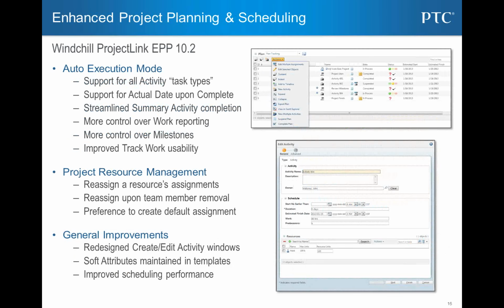There have been a number of enhancements to the project planning in Project Link and also now available in PDM Link. So we now support in the enterprise project planning and the auto execution mode so that you can create a project with a predefined plan, let's say based on a template, and then execute that automatically so that as particular activities are ready to start, notifications go out to the assignees, to the resources, automatically via email, for example.